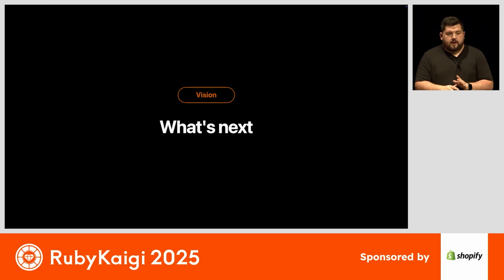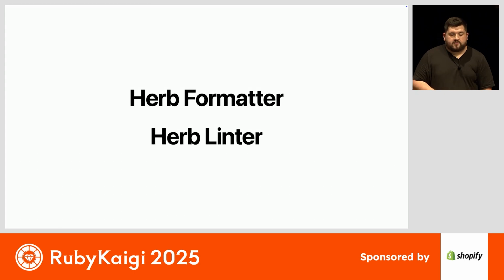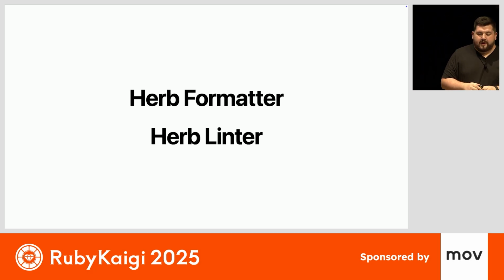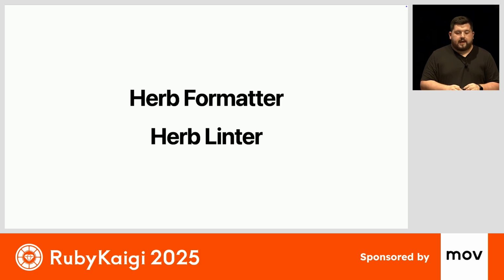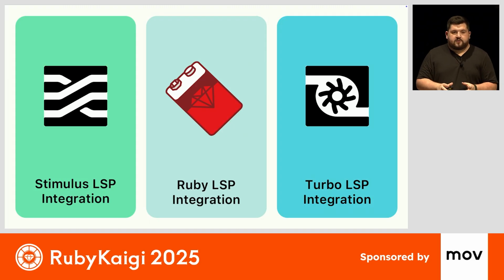OK, so what's next for the short-term future of Herb? We want to ship these two features, the formatter and the linter, very soon. They are currently in progress. I couldn't finish them in time for this presentation, but they are on the way. And then the other thing is that we want to integrate this parser now into the existing ecosystem of tools.